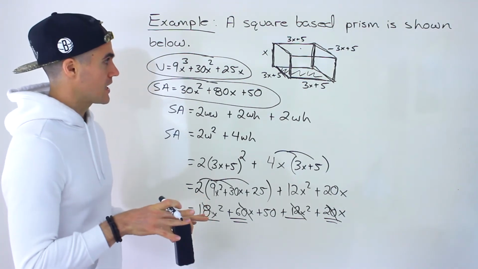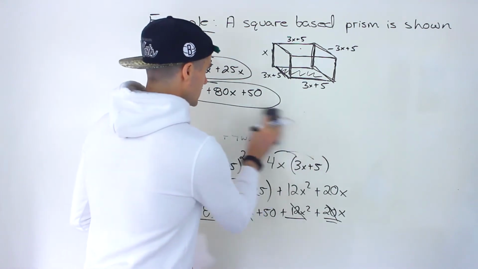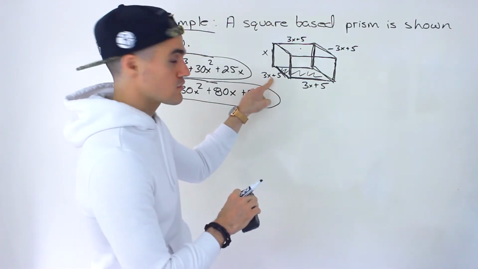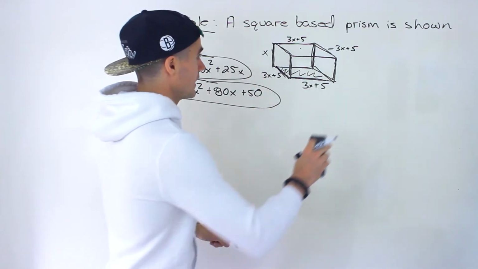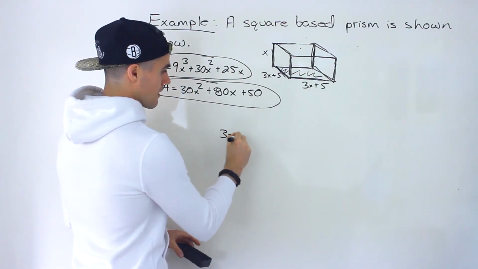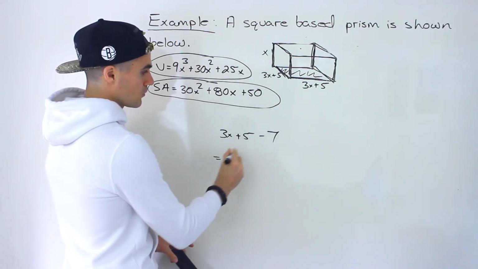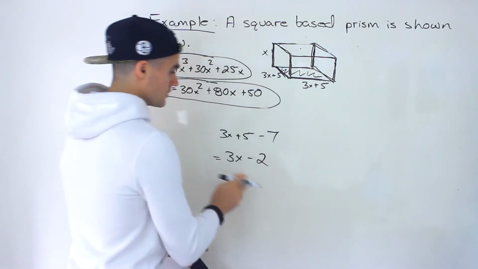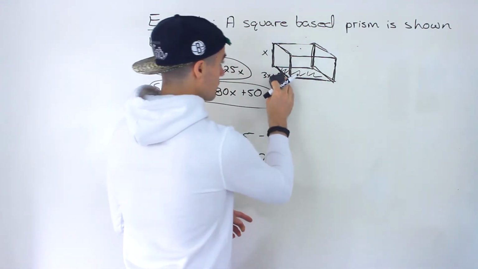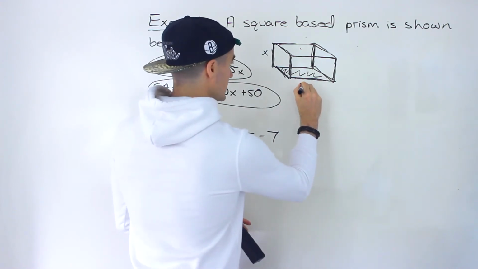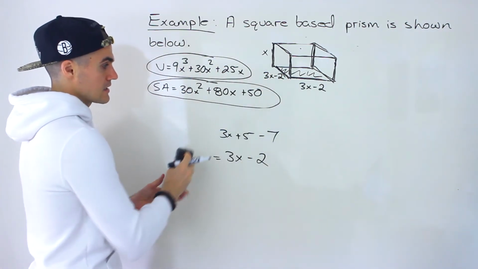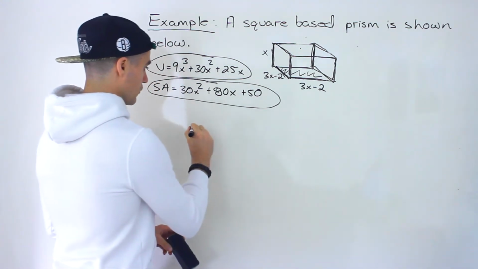Now in part B, what they're saying is that for this square base pyramid, the base lengths are going to be decreased by 7, meaning that both of these 3x + 5s are going to be decreased by 7, but the height is going to stay constant. So if we take 3x + 5 and decrease it by 7, what do we end up with? Well, 5 minus 7 would give us minus 2, and the 3x still stays there. These are the only like terms. So now the new base length for this new prism is going to be 3x - 2. And we're going to have 3x - 2 over here, and the height is staying the same.